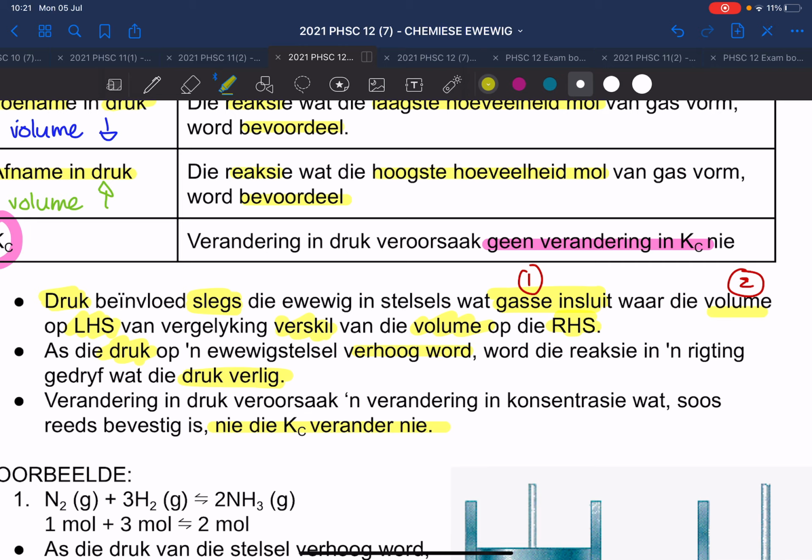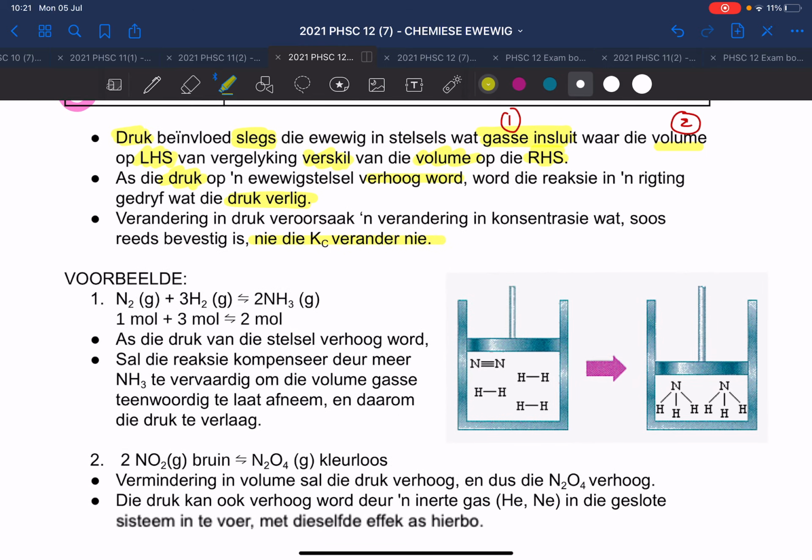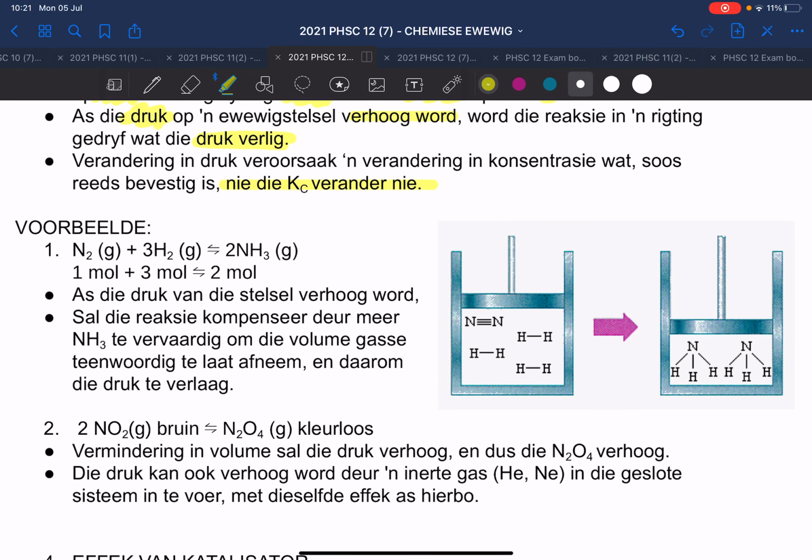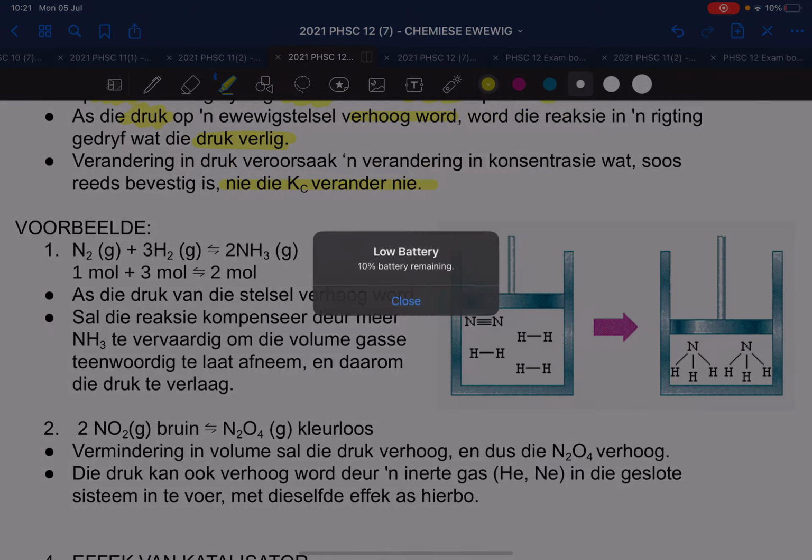Okay. So hier is vir jou net weer eens 'n voorbeeld. Jy kan sien ons het die Haber proses, we have the Haber process. Hier wat jy die hoeveelheid deeltjies het en dan die hoeveelheid deeltjies 4 teenoor 2. Okay, en hulle sê so vir jou, as die druk van die stelsel verhoog word, so if we increase the pressure, en jy daar sien dat die houer die druk neem toe, volume is kleiner.